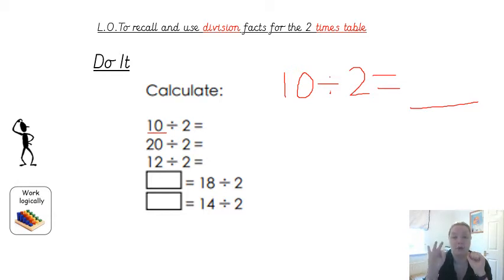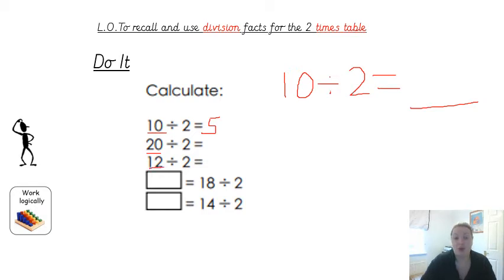2, 4, 6, 8, 10. Okay, we've got to 10. Counted in 2s. What is the answer? 5. Yes. So in your books, on your piece of paper, you would write 5 next to it. Okay, this one you're going to count in 2s until you get to 20. This one you're going to count in 2s to get to 12.